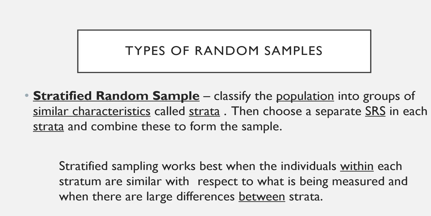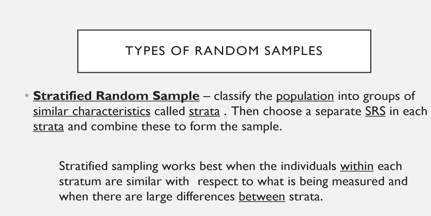Okay, so another type of random sample is what is called a stratified random sample. So this time we'll break something into groups. So we take the population, we break it into groups, and we'll call those strata. And then we'll take an SRS within each group and combine these to form whatever our sample. Then we'll take our surveys or do whatever we need to do.